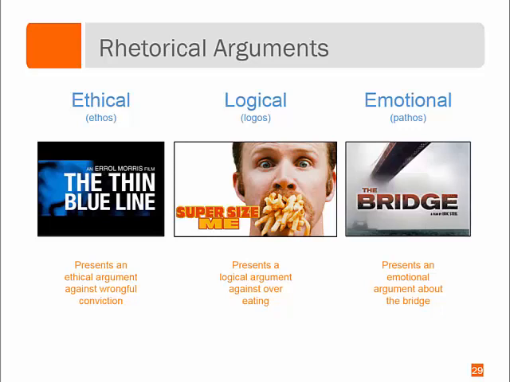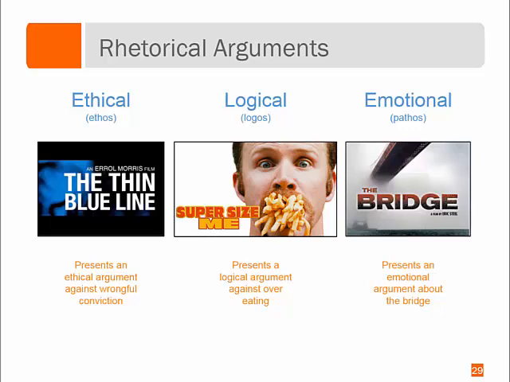Basically, creating an ethical theme through our story, a logical theme, or an emotional theme. And it is possible that we can utilize a couple of these or blend some of these, but we'll certainly be most effective with engaging rhetorical arguments.